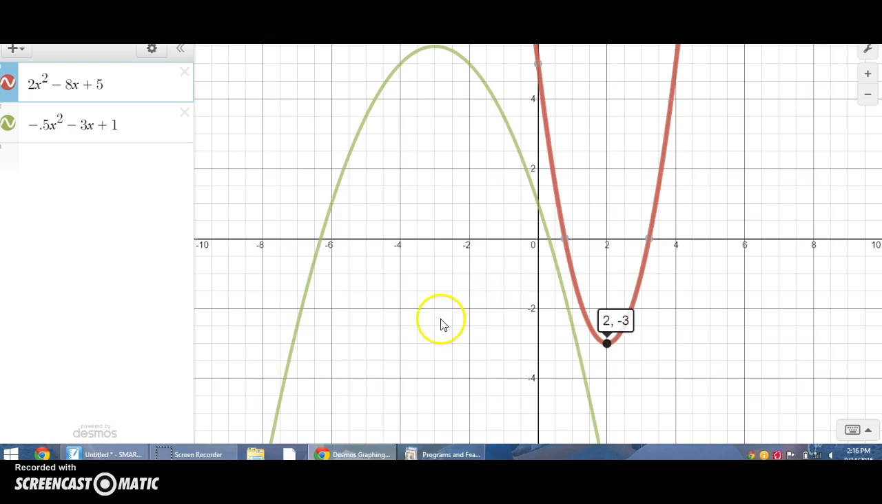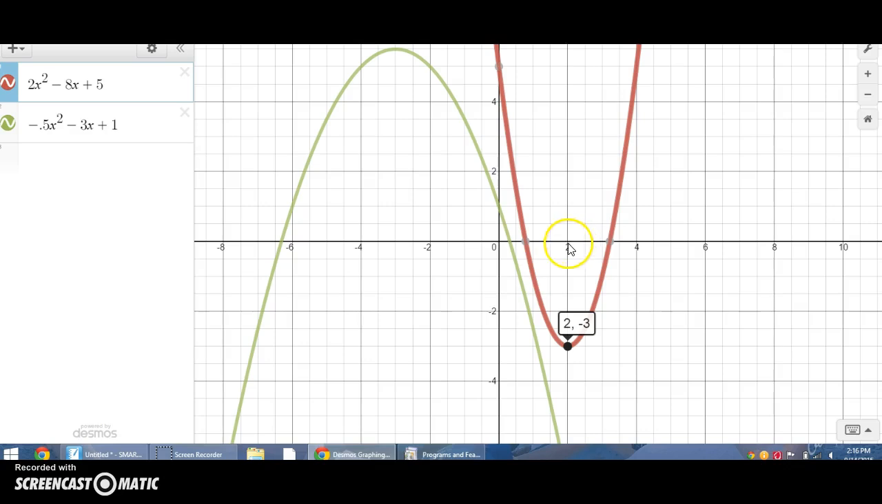Some other things we want to look at here is how we discuss this. Okay, so this guy means 2, minus 3. We're going to talk in the terms of max and min. This is a min. As low as this goes is minus 3. And it happens when x is equal to 2. So when do I get to minus 3? Oh, I get to minus 3 when x is 2. That's when I get to my min.